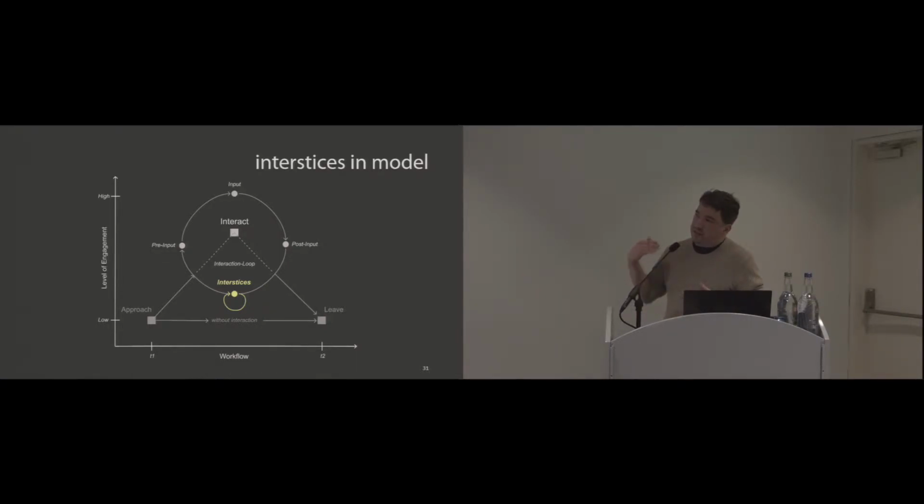And each interstice has a different level of engagement. So we had the case of the hovering hand would be much more engaged on this graph, whereas a rested interstice would be much lower.